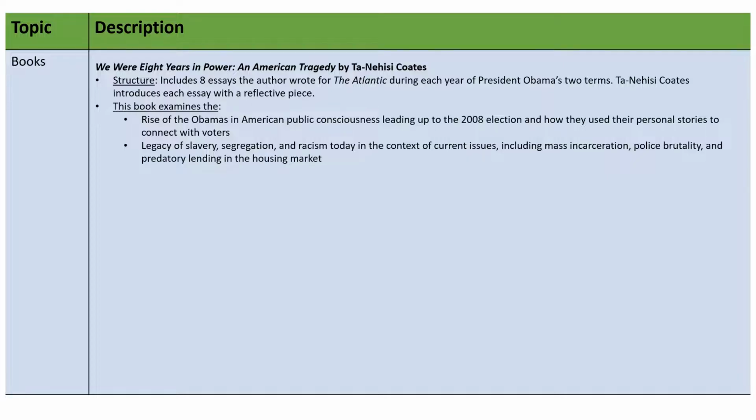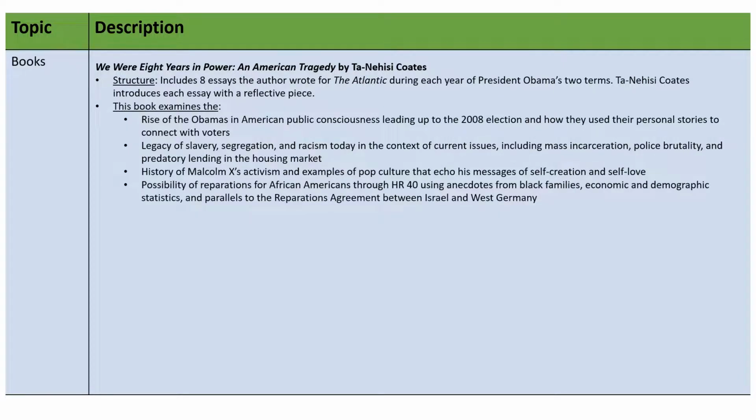It talks about the history of Malcolm X's activism and examples of pop culture that echo his messages of self-creation and self-love. And it describes the possibility of reparations for African Americans through H.R. 40, which is a congressional bill, using anecdotes from Black families, economic and demographic statistics, and parallels to the reparations agreement between Israel and West Germany.